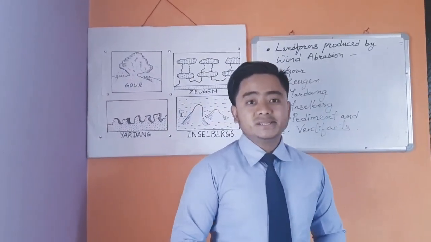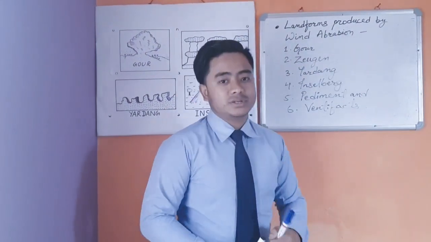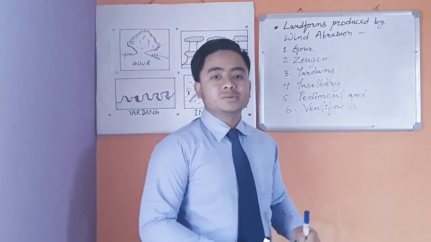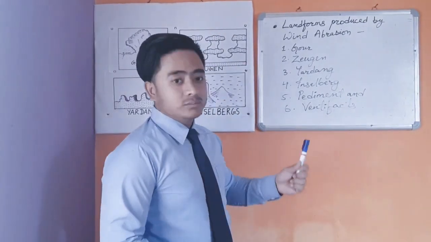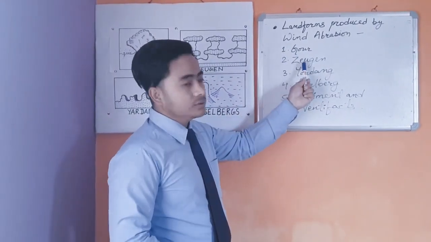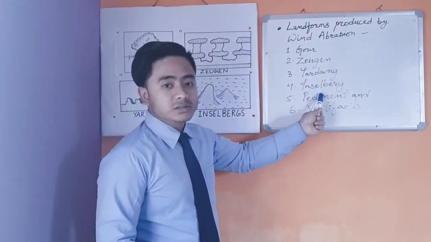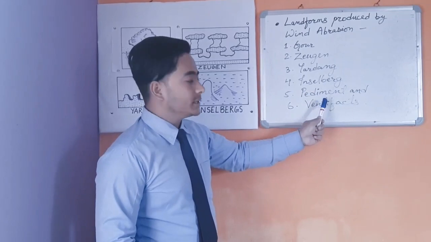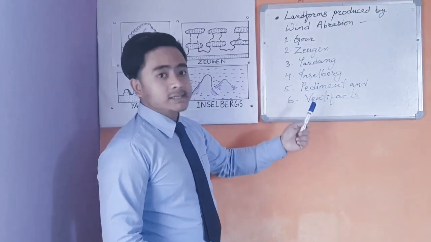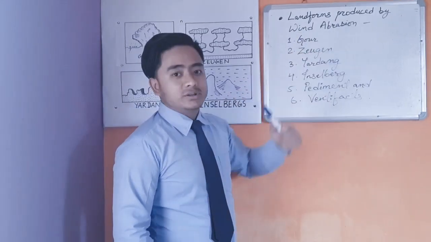So now let's discuss the first point, landforms produced by wind abrasion. Within this point, we will discuss the various landforms that are produced by wind abrasion. Some of the landforms we will discuss in detail are number 1, Gour, number 2, Zeugen, number 3, Yardang, number 4, Inselberg, number 5, Pediment, and number 6, Ventifacts.